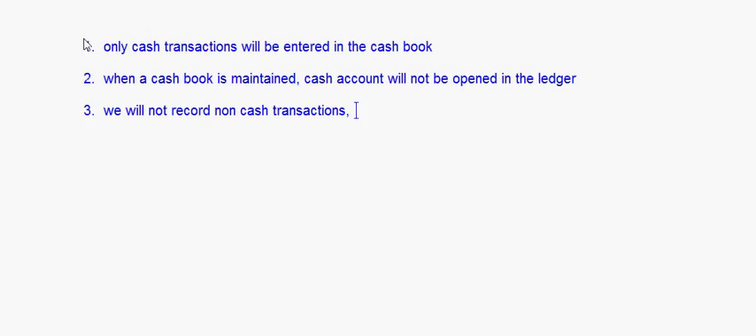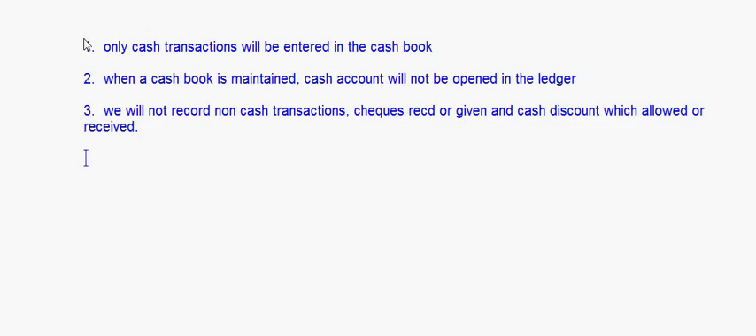In a simple cash book, we are talking about this. So we will not record non-cash transactions, checks received or given, because it's all pertaining to the bank, and any cash discount which is allowed or received. These things will not come. We will not record the non-cash transactions, check received or given, and cash discount allowed or received, right?